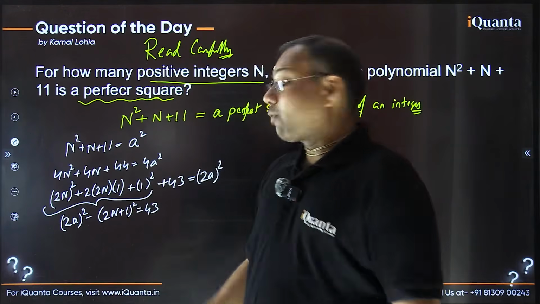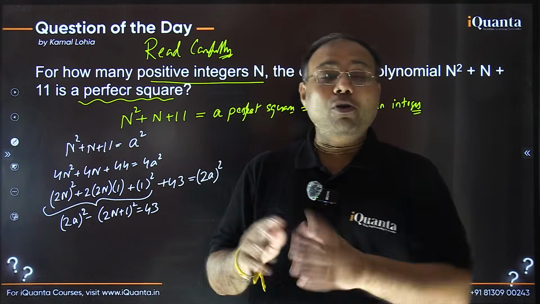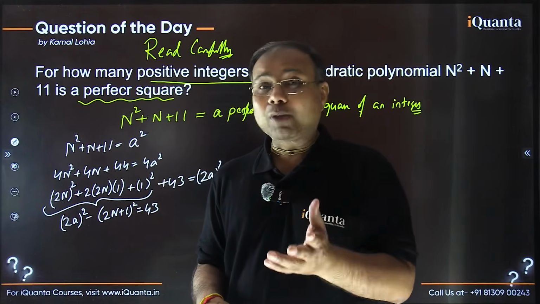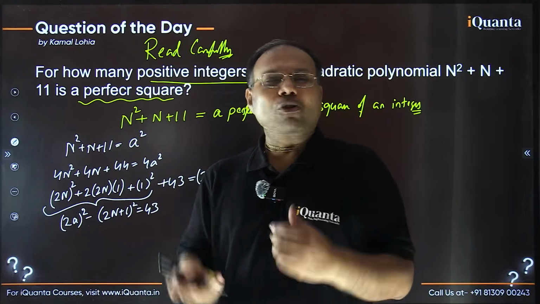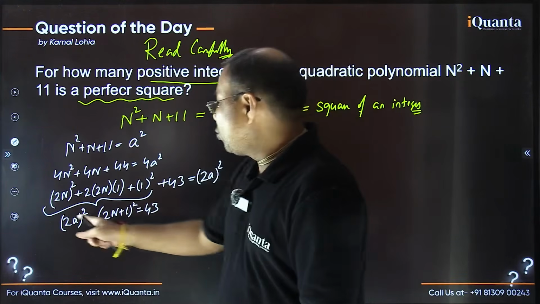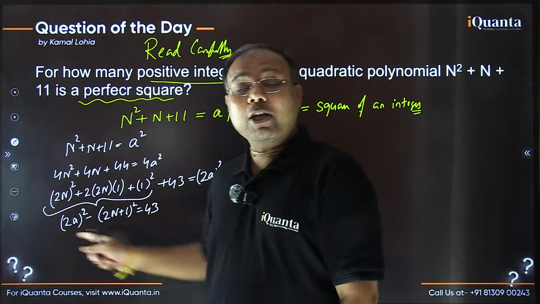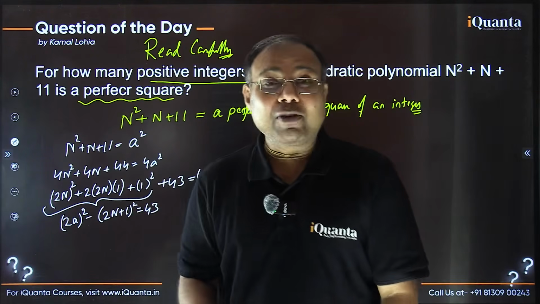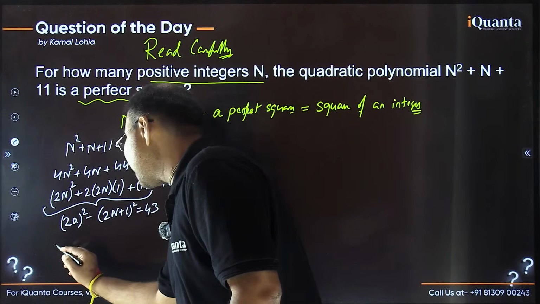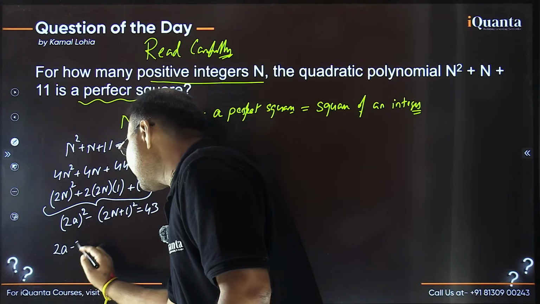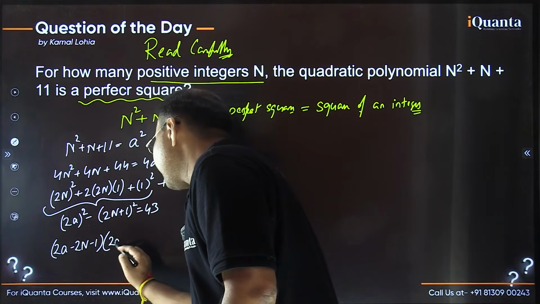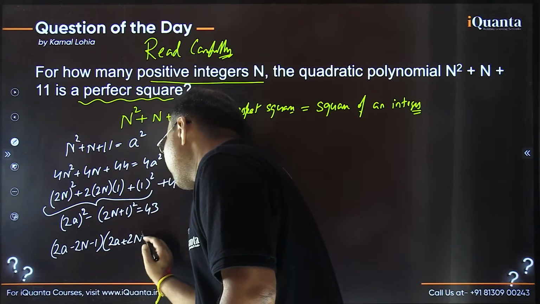Fine. So now 43 is a prime number. It can be factored as a product of two numbers only in two ways, 1 into 43 or 43 into 1, right? If I'm talking about positive integers. If we do negative also, then negative 1 into negative 43, negative 43 into negative 1, right? Okay, by the way, do you remember any identity here which you can use? Yes, a square minus b square, which is a minus b into a plus b. Okay, so first let me write the negative part, a minus b, that is 2a minus 2n minus 1 multiplied with 2a plus 2n plus 1.